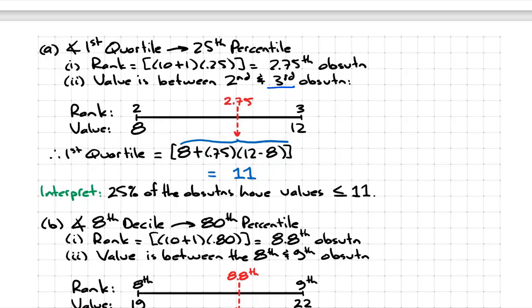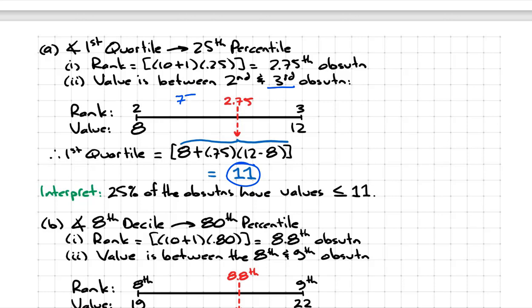Now, 4 represents going from here to there, but I only need to go from here to there. So I don't need all of 4. I just need 0.75 of that 4, and that's exactly what we got there. So therefore, the value for the first quartile would be 11.